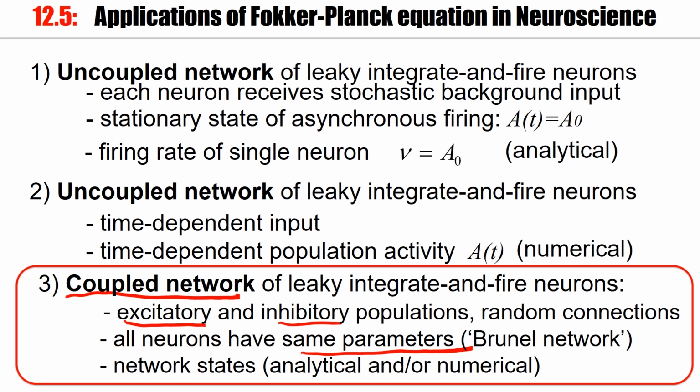Now, this is a combination of assumptions where it's still possible to calculate network states analytically. So we have two types of neurons, excitatory and inhibitory, but in all other aspects they are completely the same. So I can nearly treat them as a single population.